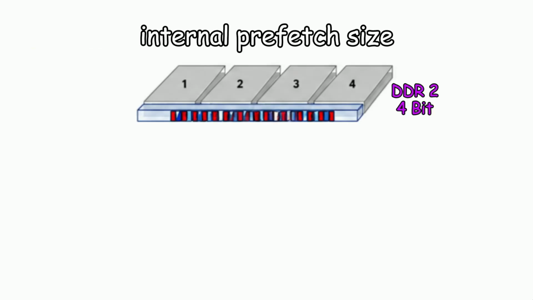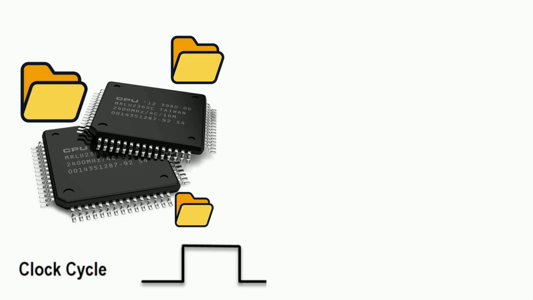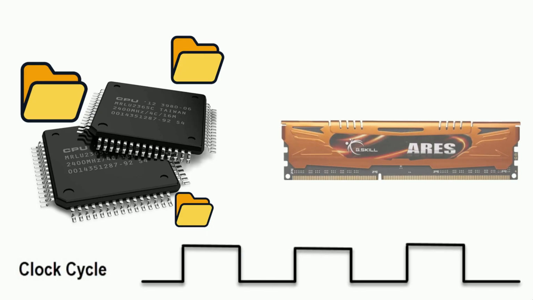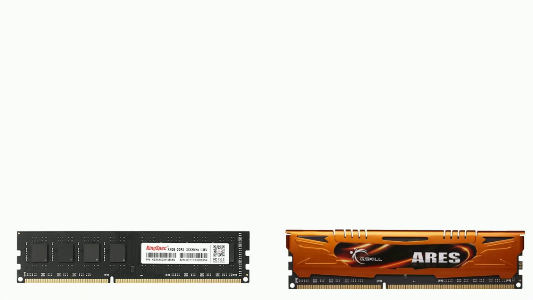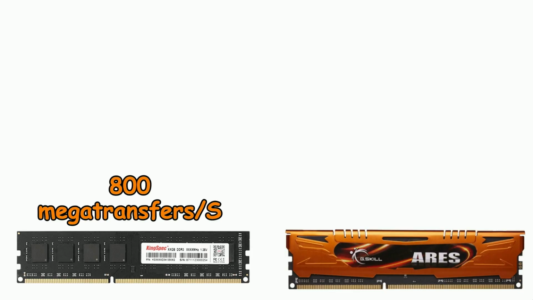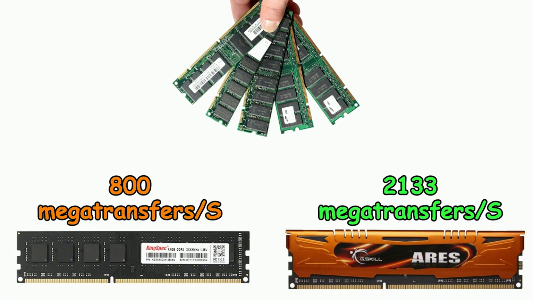DDR3 also increased the internal prefetch size from 4 bits in DDR2 to 8 bits. This allowed the memory chips to move more data internally for each external memory clock cycle, helping DDR3 achieve higher effective data rates. Common DDR3 memory was available at effective speeds ranging from around 800 to 2,133 megatransfers per second, depending on the specific module and platform.